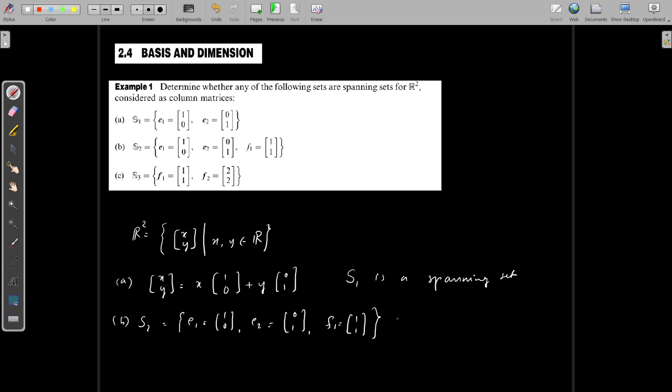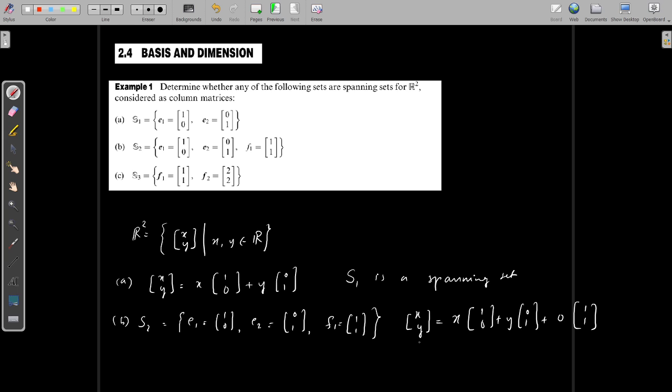In order to verify that the set is a spanning set, we need to consider an arbitrary element of the vector space, and we have to write this arbitrary element as a linear combination of these vectors. We already discussed that (x, y) is decomposed into x times (1, 0) plus y times (0, 1), and we can incorporate f1 by putting its coefficient equal to 0. So this shows that even though there exists another vector in that set, that set can still span V.